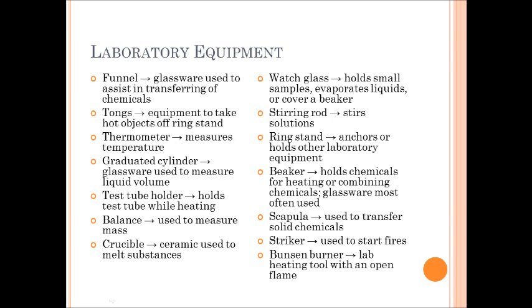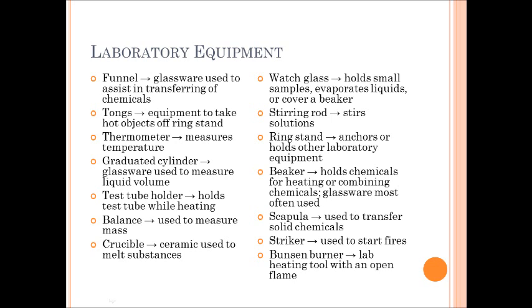There are a total of 13 different items we talked about and used in class throughout the semester, and you are responsible for knowing the functions of these. First, you have a funnel, which is a glassware that's used to help transfer chemicals, often liquids. You have tongs, which are used to remove hot objects from either a ring stand or a hot plate, or can be used just generally to help transfer objects from surface to surface.